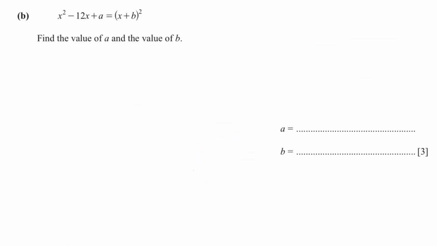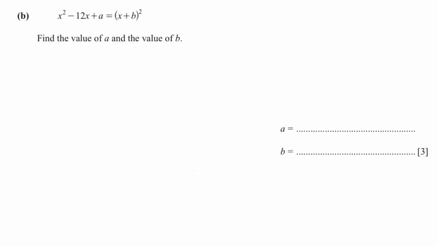Part B, x square minus 12x plus a is equal to (x plus b) square. Find the value of a and the value of b. We can solve this question in two ways. One is by completing the square and the other is by expanding the brackets. For now, I'm solving this by expanding the brackets.